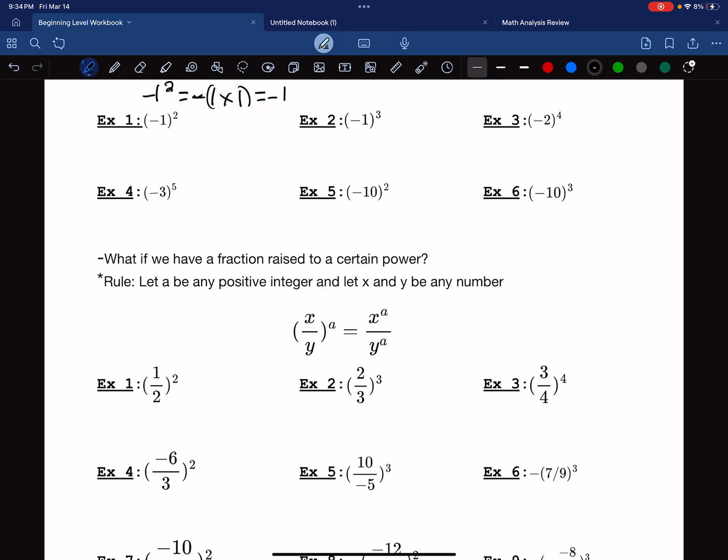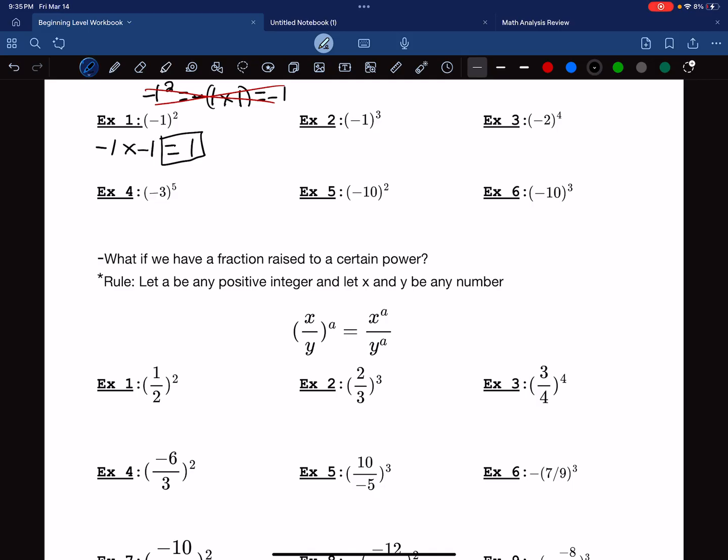But this is not correct. What we are doing here is squaring the entire negative 1. So with that in mind, let's do the problem. We have negative 1 squared, so that's just negative 1 times negative 1. 1 times 1 is 1, and a negative times a negative is a positive. So this is going to equal positive 1.